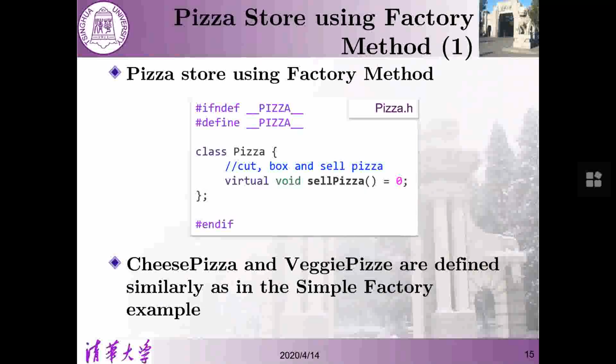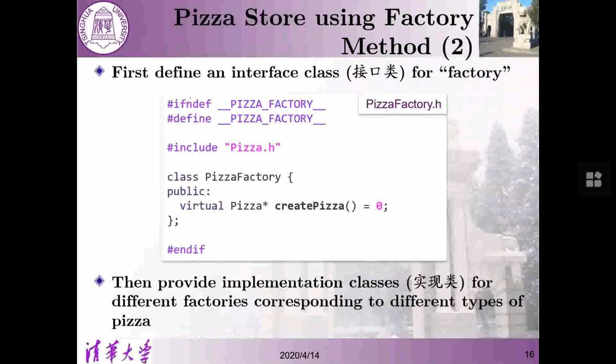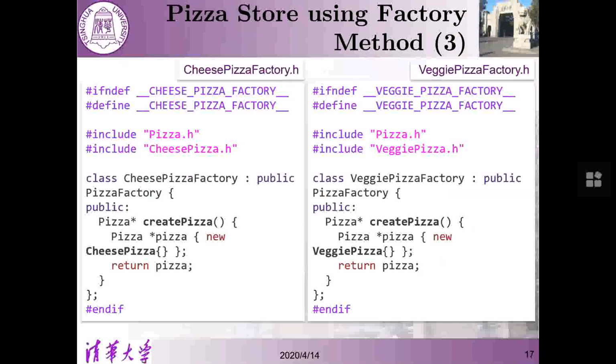Okay, then this is a pizza factory. This is a factory method. And this is the source code of the factory method. So this is interface class pizza. And this is a pizza factory interface class. And these are the concrete classes for pizza factory.